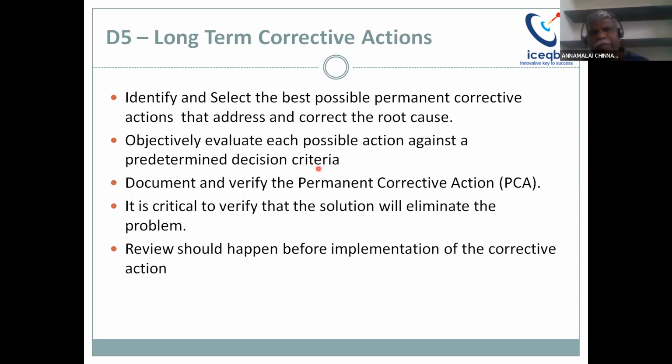Whenever you are trying to select a particular solution, you have to objectively evaluate against the predetermined decision criteria. For example, a particular root cause is there, and 5 possible solutions are there. Out of these 5 possible solutions, which solution are you going to implement? Again, there are some tools which are available, and we are going to learn about that. From the different possible solutions, how do you select the best solution? That needs to be done at this particular step. Then once you have determined that, document and verify the permanent corrective action. It is very important to verify that the solutions will eliminate the problem, and then review should happen before implementation of the corrective action.